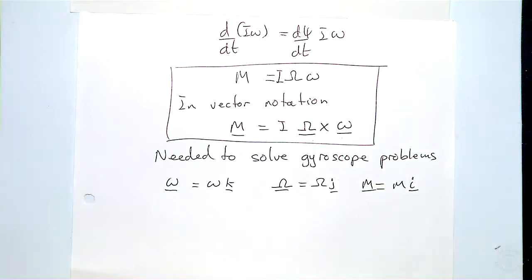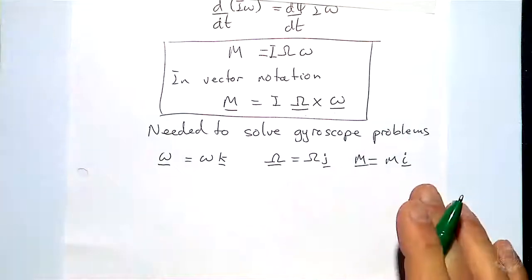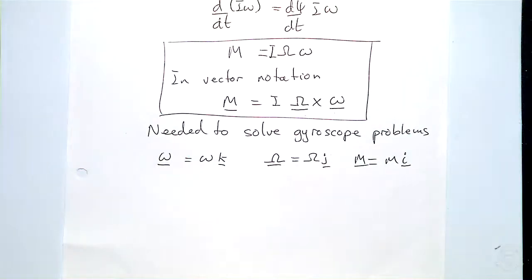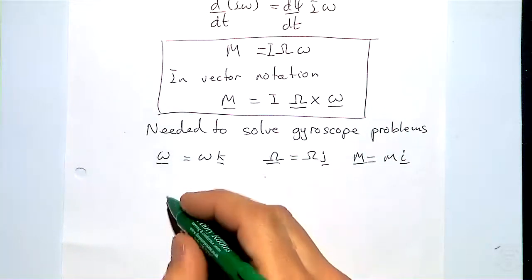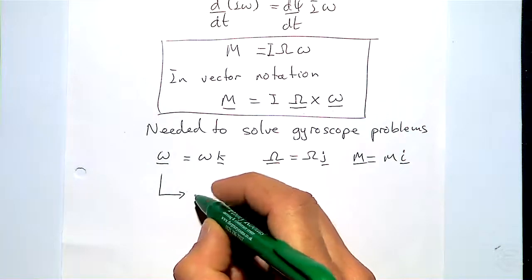Okay, so if you think about trying to solve this gyroscopic problem, these things are all connected to each other. So if you change one, it has an effect on the others. So let's just think about what that means. If we draw a little sketch.